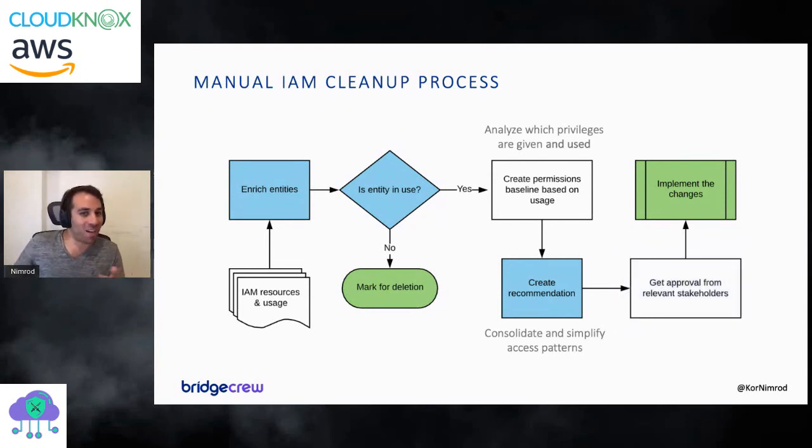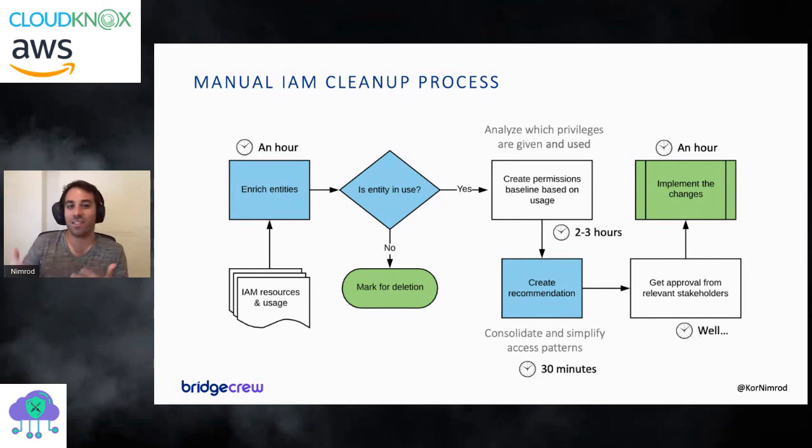That might seem like a pretty long process. You actually won't understand how long it is. I've added some time estimations to the different steps. I would say the most difficult part is to create a recommendation and then get the approval from the relevant stakeholders. I've seen it take weeks, and it's just a lot of misunderstanding and meetings and getting formal approval. And then I found out that even implementing the changes after I have the action items and I have the approval takes me a while. An hour is for a medium-sized account. It could take a lot longer for bigger accounts.